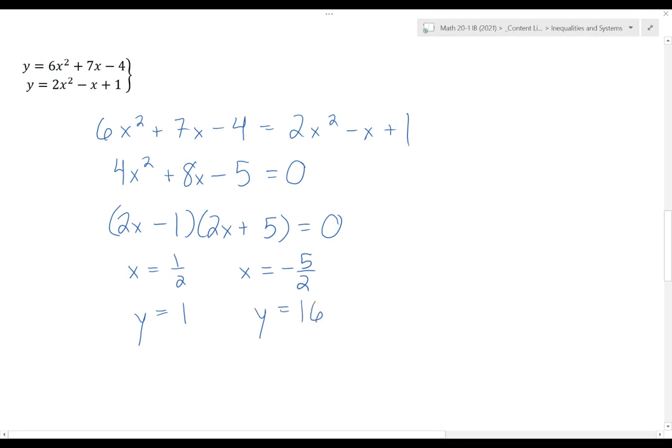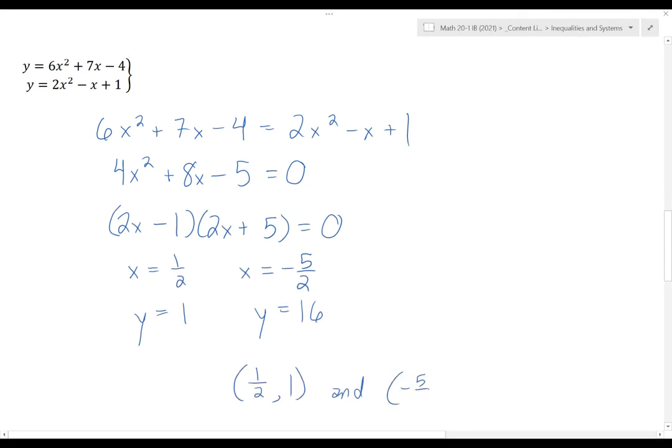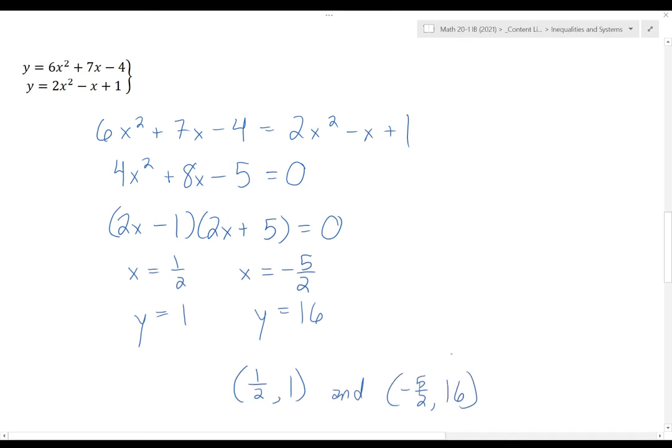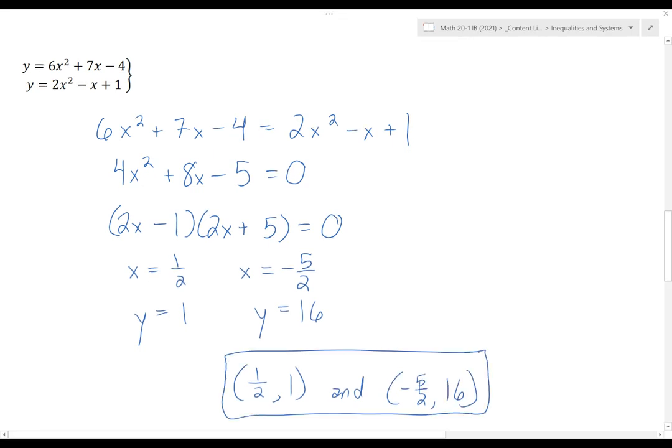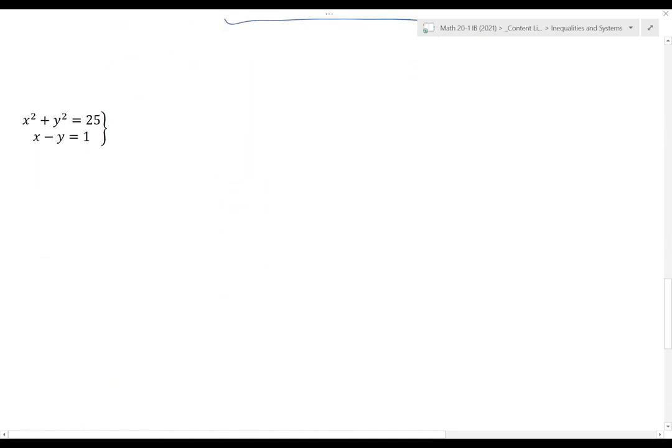So our solution, I need you to actually write as coordinates of a point. So I need you to basically tie together the x value of 1/2 goes with the y value of 1, and the x value of -5/2 goes with 16, and these are coordinate pairs that describe the points of intersection. So one last example, we don't actually even have to be dealing with functions necessarily. So I have a quadratic equation, I have a linear equation. The first one actually describes a circle, and the second one is a line. So we're looking for intersection points between the circle and the line.